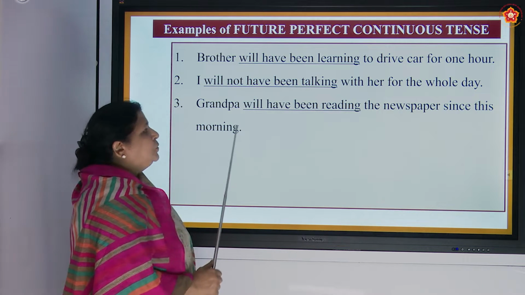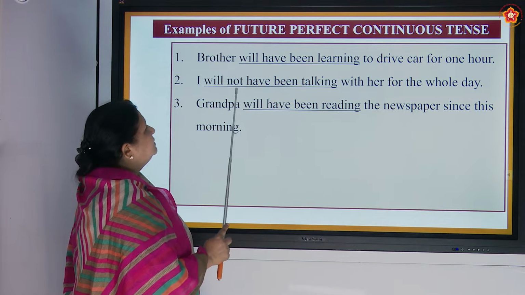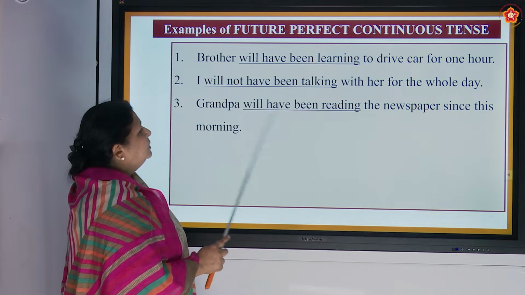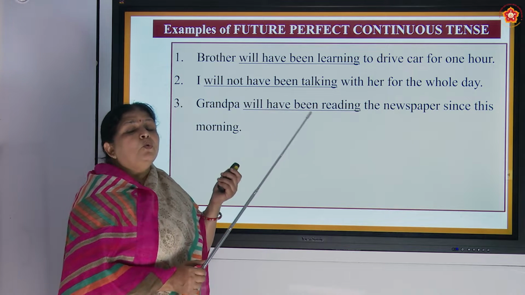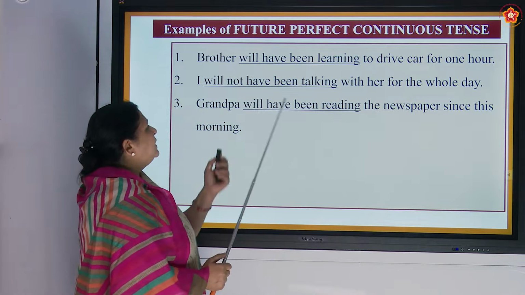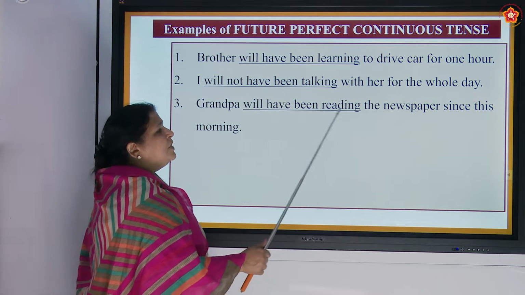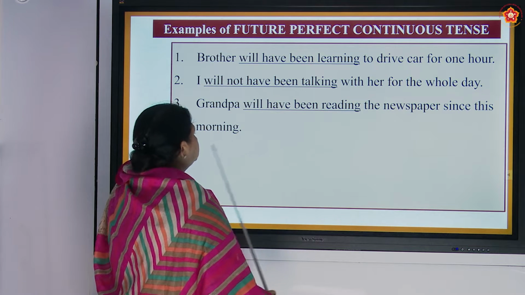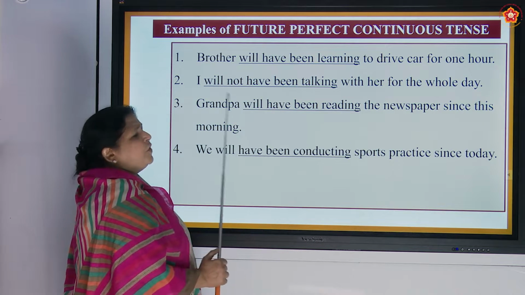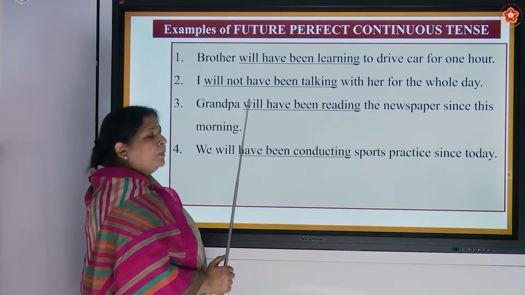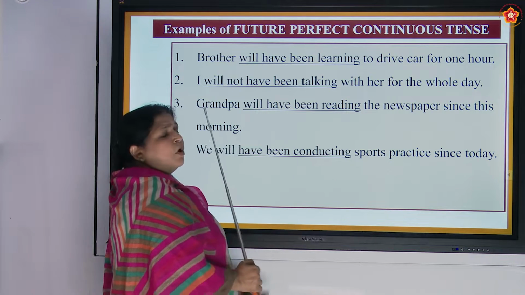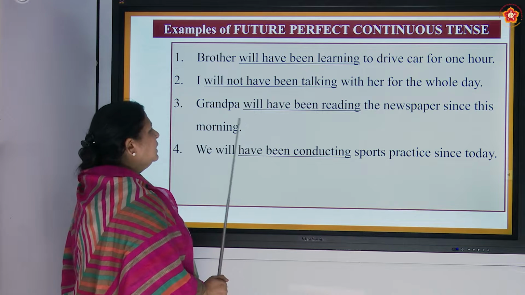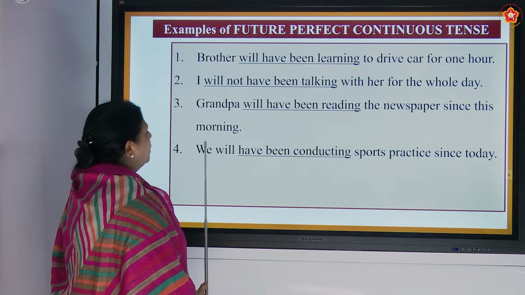Okay, so you can use this sentence. This and this sentence also you can use. All these sentences are very simple, you know. Once you know where to use it, you can easily talk. Grandpa will have been reading the newspaper since this morning. Suppose your father asks, where is your grandpa? You can say, grandpa will have been reading the newspaper since morning. He is sitting in the balcony and reading since morning.